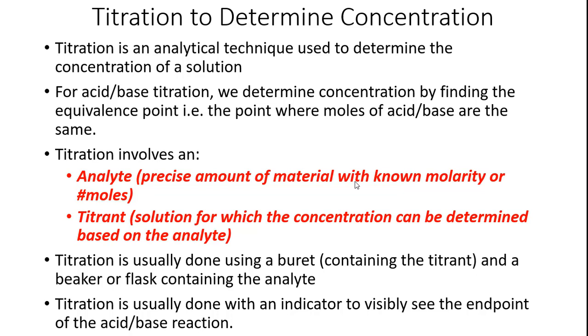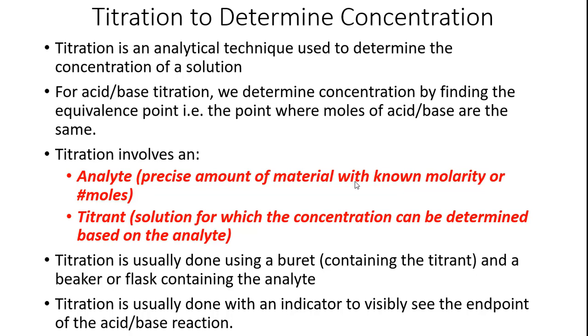And then the titrant, that's the solution that we want to find the concentration of. You determine that based on the analyte. Right? So titration is usually done using a burette containing your titrant and a beaker or Erlenmeyer flask containing your analyte. And you titrate the titrant into the analyte dropwise, 1 to 2 milliliters at a time, depending on what you're using.